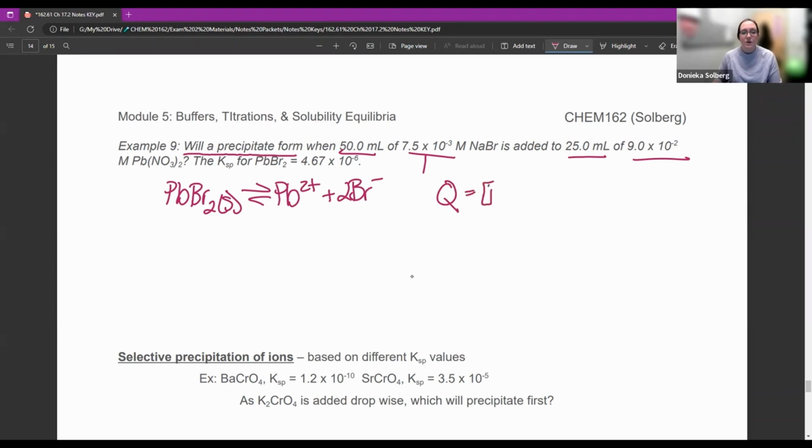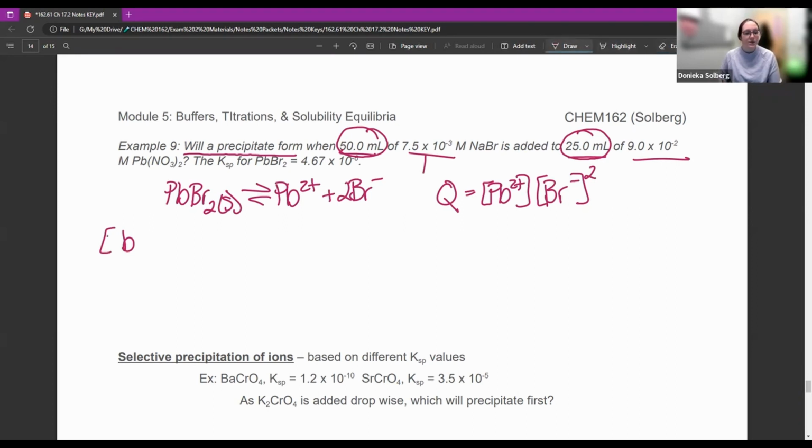So Q is going to be the lead concentration times the bromide concentration squared. So I need the concentrations of these two. Now, again, I'm adding, in this case, 50 milliliters to 25 milliliters, so I am going to have a dilution here. So I need to actually find these concentrations first. That should be a P. I kind of combined everything here, didn't I?